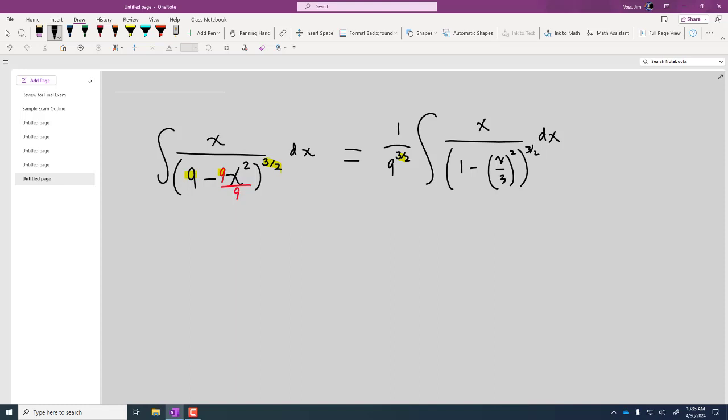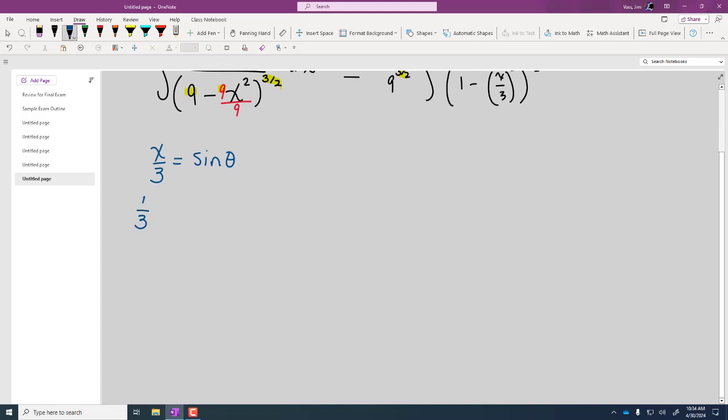Now we can say that x over 3 is equal to sine, secant, or tangent. Those are the only 3 choices, sine, secant, or tangent. And you're picking the one that simplifies. 1 minus sine squared simplifies. So that's why we pick sine. 1 minus secant squared is not going to simplify. 1 minus tangent squared is not going to simplify. So we pick the one that will work. So x over 3 is going to be sine of theta.